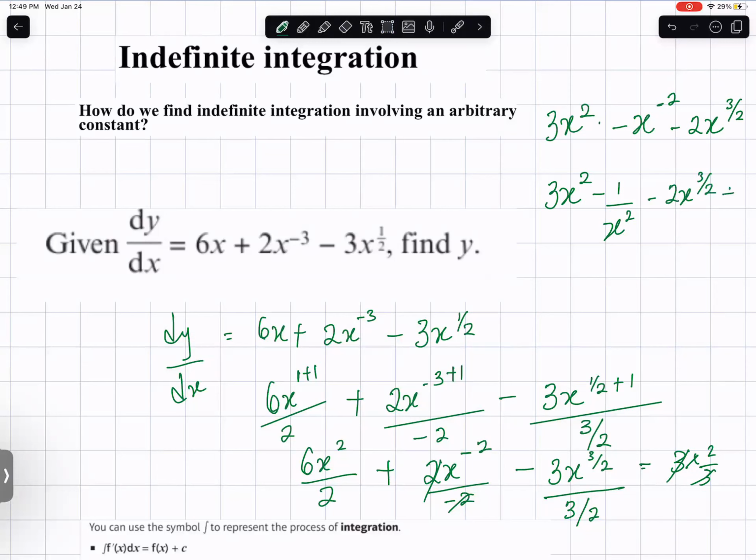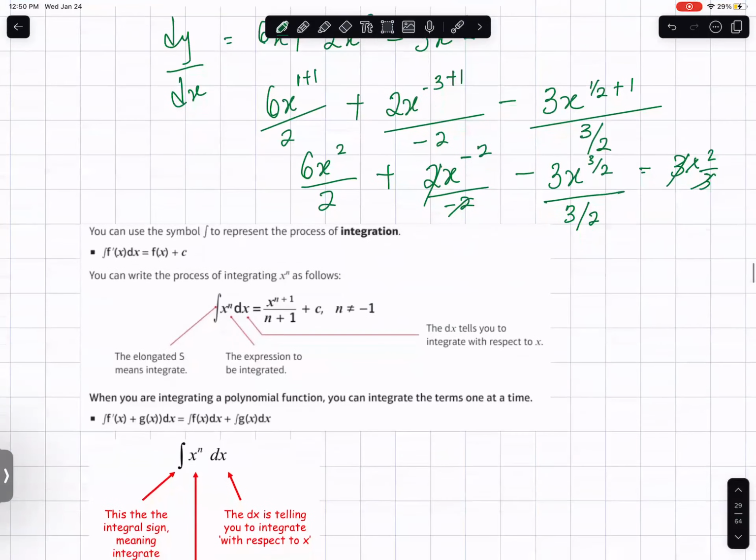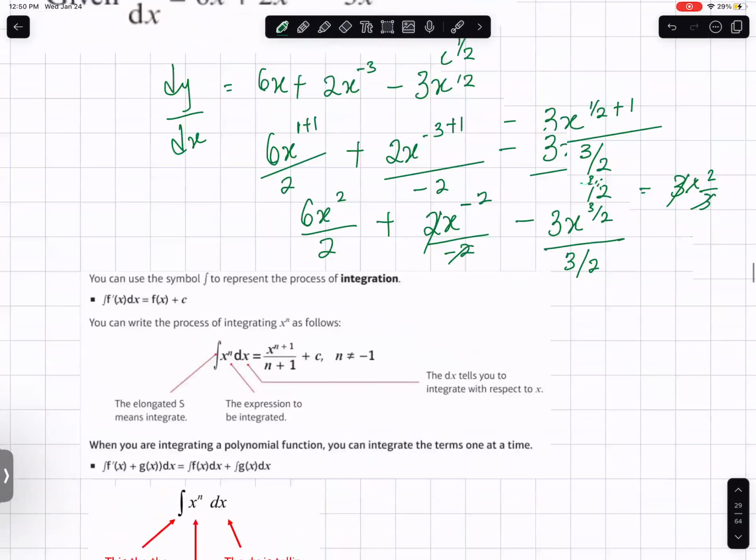Please don't forget your constant, which is c. So this always comes last in your integration. I told you earlier that this is the difference between integration and differentiation. This is the normal way of solving integration. Then, like I said, today we are looking at indefinite integration.